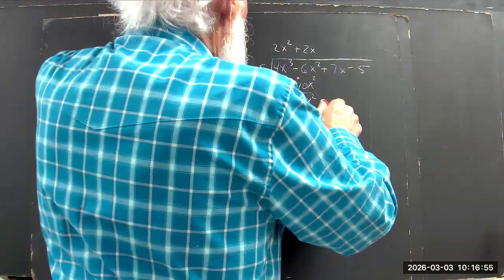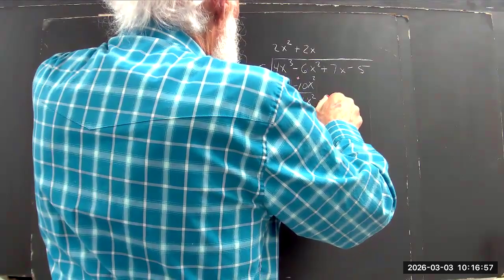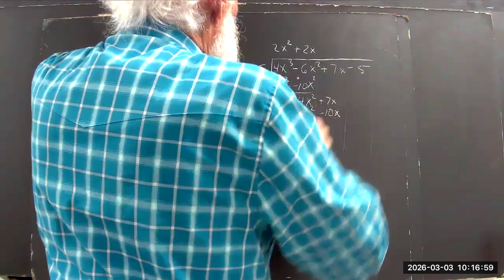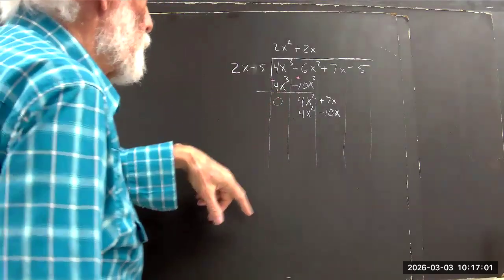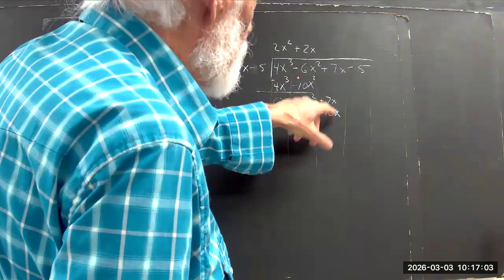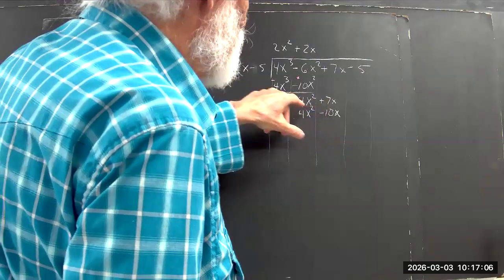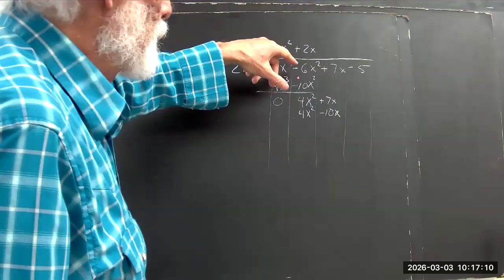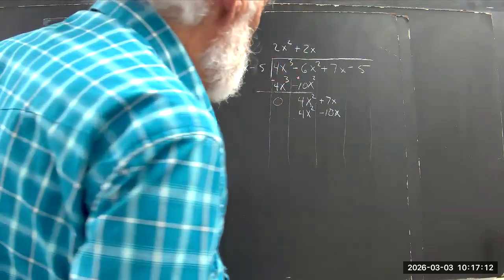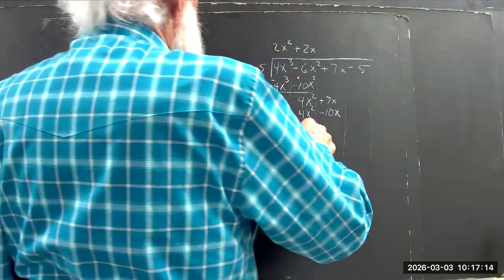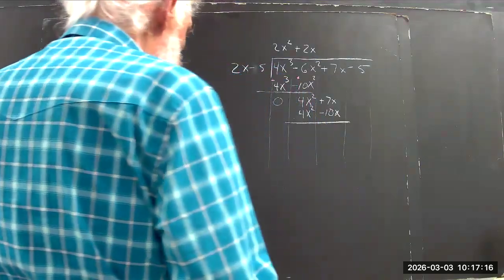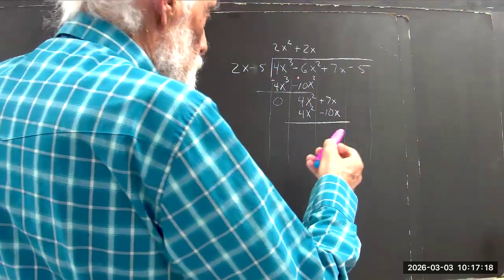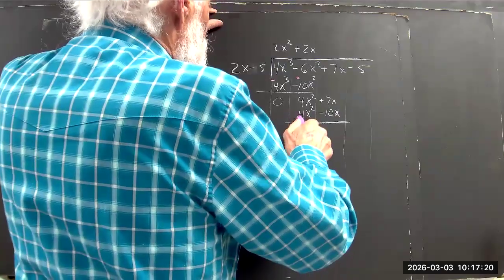Usually I'm going to bring down the 7x here and write it above the negative 10x and next to the 4x squared that I got when I subtracted negative 10x squared from negative 6x squared, okay? So I can see clearly what I've got. I might write my little reminder signs in.